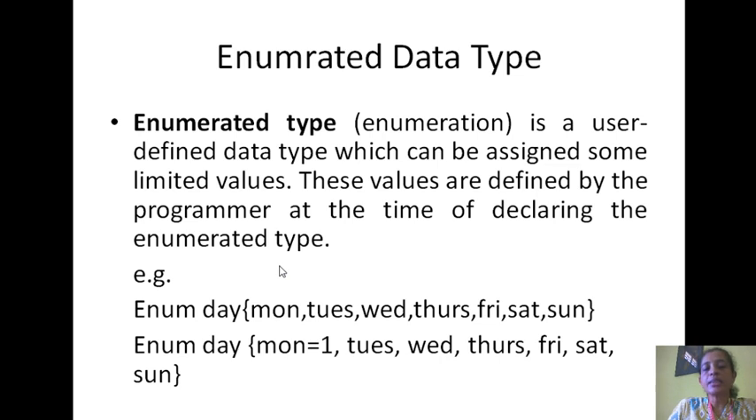And in some cases we assign the value of that particular range. So here, enum day and the range of the day is defined as Monday equal to 1, then it automatically takes Tuesday equal to 2, Wednesday equal to 3, Thursday equal to 4, like that. So continuous values are assigned to the variables. So these things are about the enumerated data type.